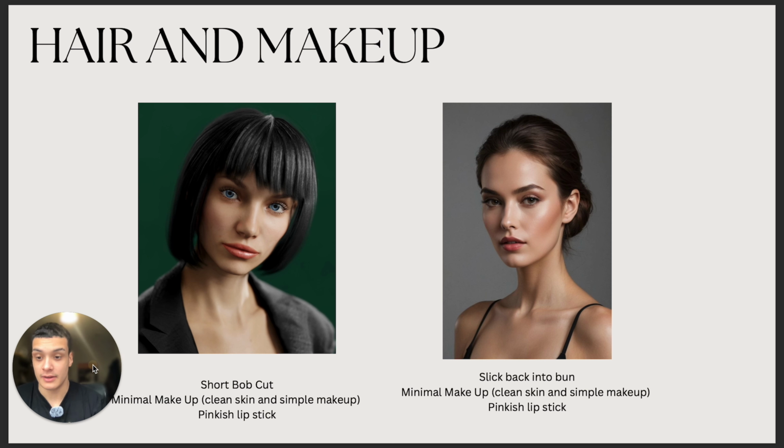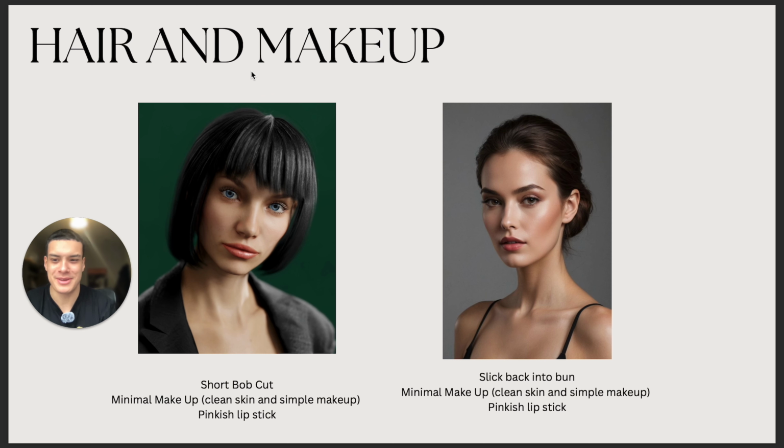Next, hair and makeup. So here, I put in hair and makeup. I got some references of what type of hair I wanted. I got two options here: a short bob cut and a slick back into a bun. So it could be either one of those two. I didn't have a specific preference, but these were the two I thought were the best hairstyles for the shoot.